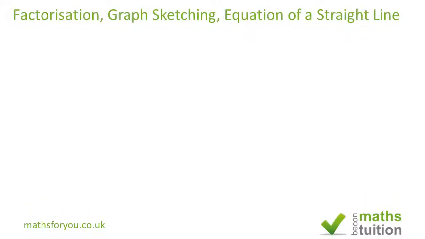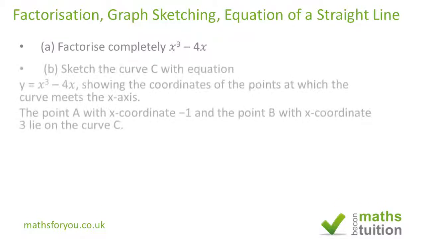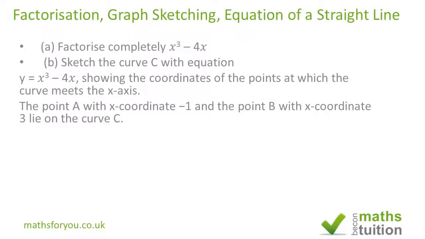Hello and welcome to this exercise on factorization, graph sketching and the equation for a straight line. This is a question from a past AS level exam paper, and we're asked to factorize completely x cubed minus 4x, and then to sketch the graph of y equals x cubed minus 4x. In addition, we know that the points A and B lie on the curve y equals x cubed minus 4x. The x coordinate of A is minus 1 and the x coordinate of B is 3.